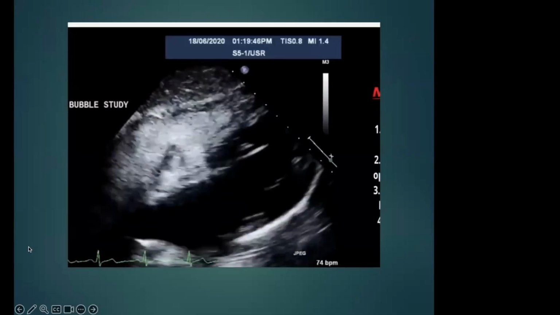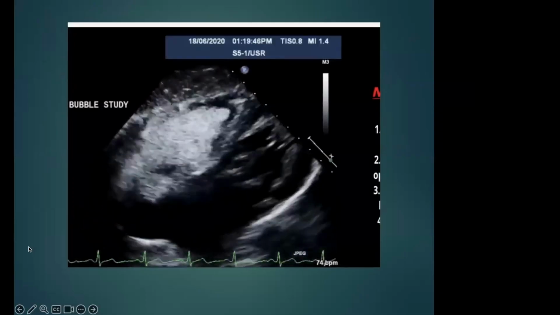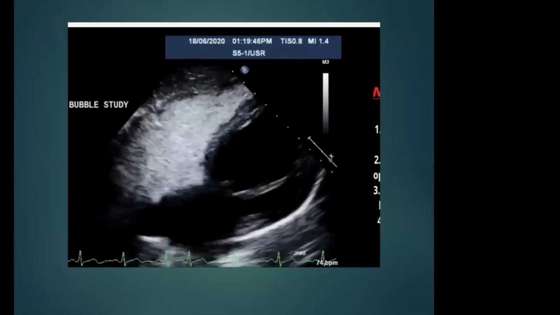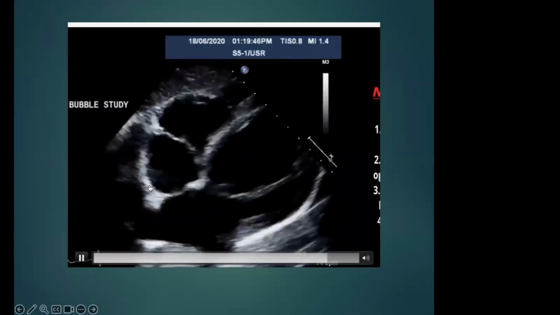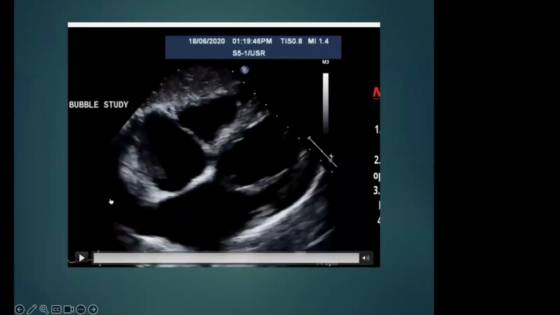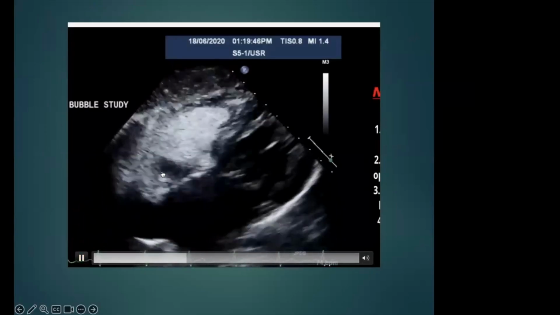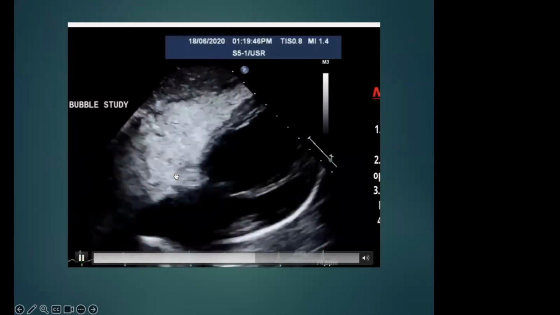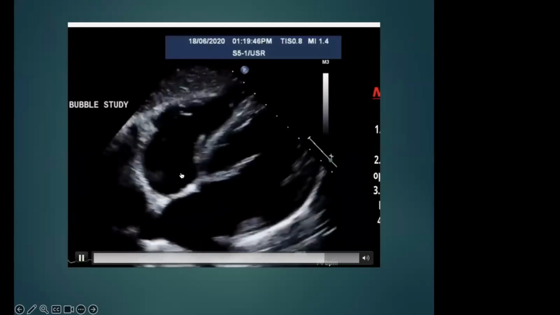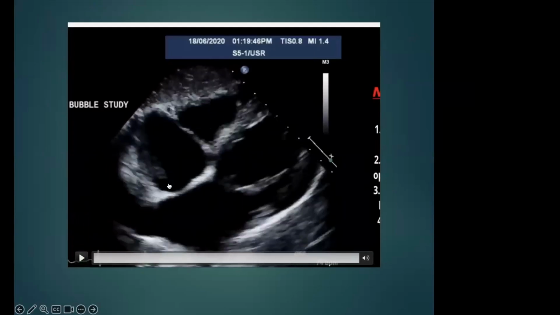And so this is an example of negative contrast. You can see there's a significant left to right shunt, and instead of bubbles actually crossing the septum, you see this phenomenon of negative contrast, where you can see the shunting essentially blowing a hole in the contrast that we're seeing.